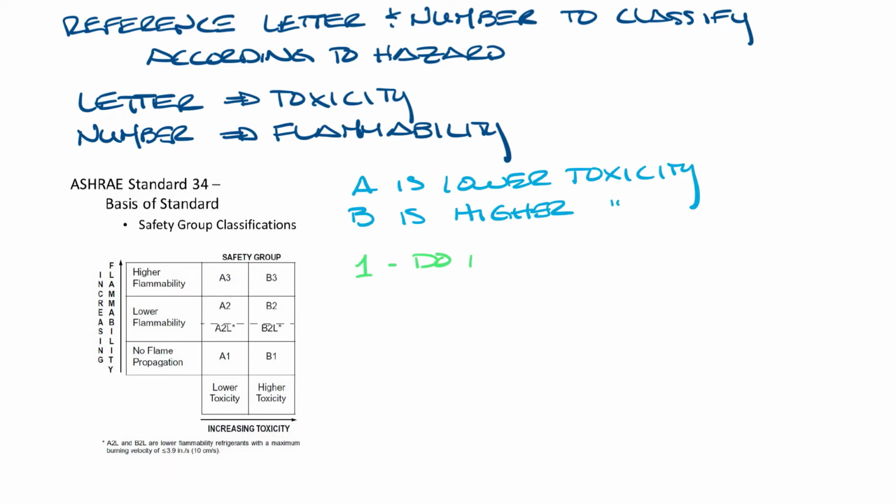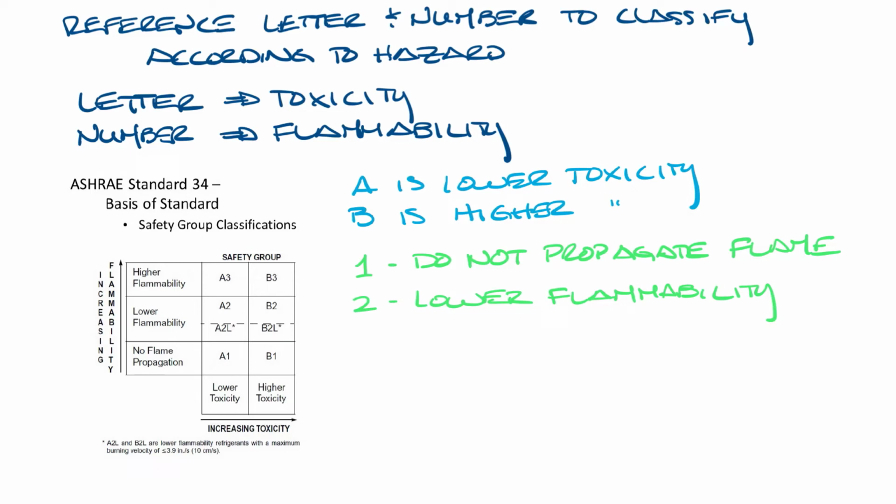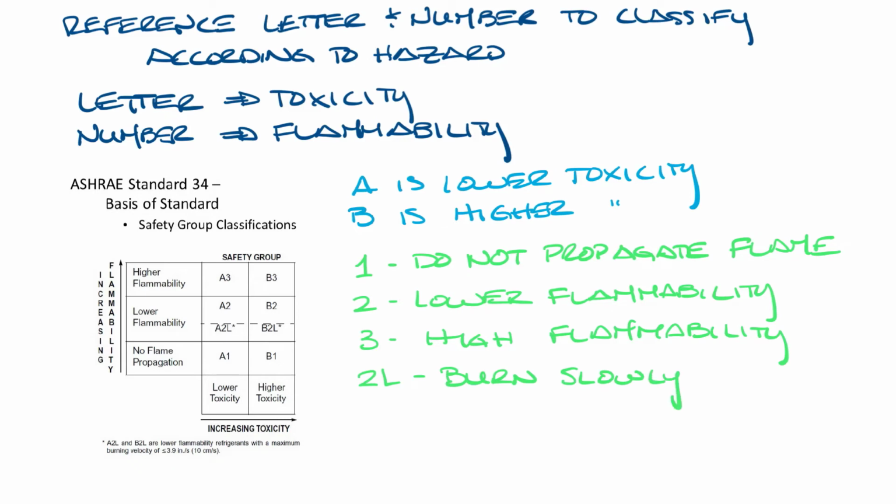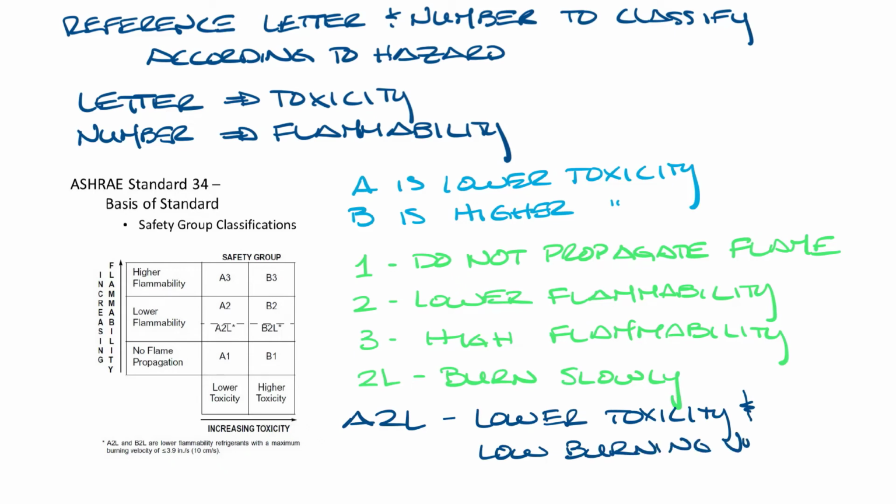1 for refrigerants that do not propagate a flame when tested in the standard, Class 2 for refrigerants of lower flammability, and Class 3 for highly flammable refrigerants such as hydrocarbons. ASHRAE recently updated the safety classification matrix to include a new flammability subclass 2L for flammability class 2 refrigerants that burn slowly. Some refrigerants that have very low global warming potential are mildly flammable and are classified as A2L. This indicates that they are lower toxicity and have low burning velocity.